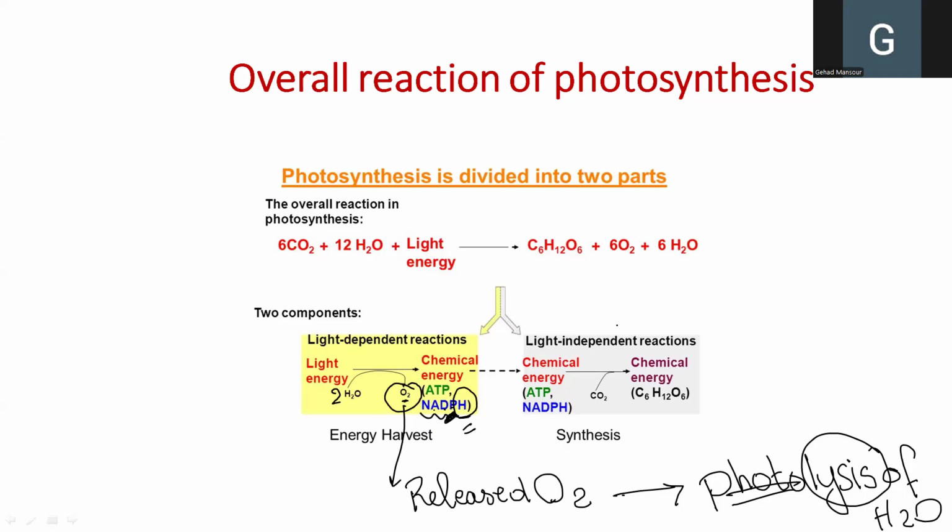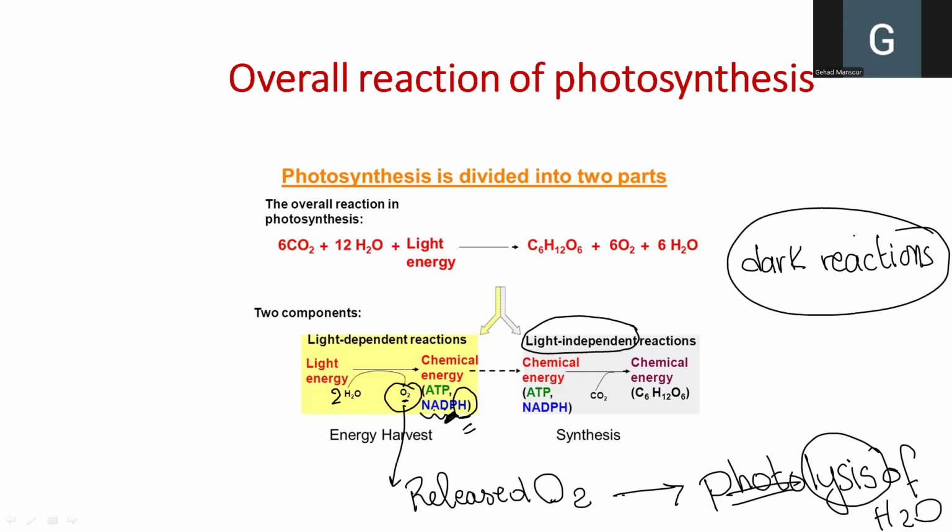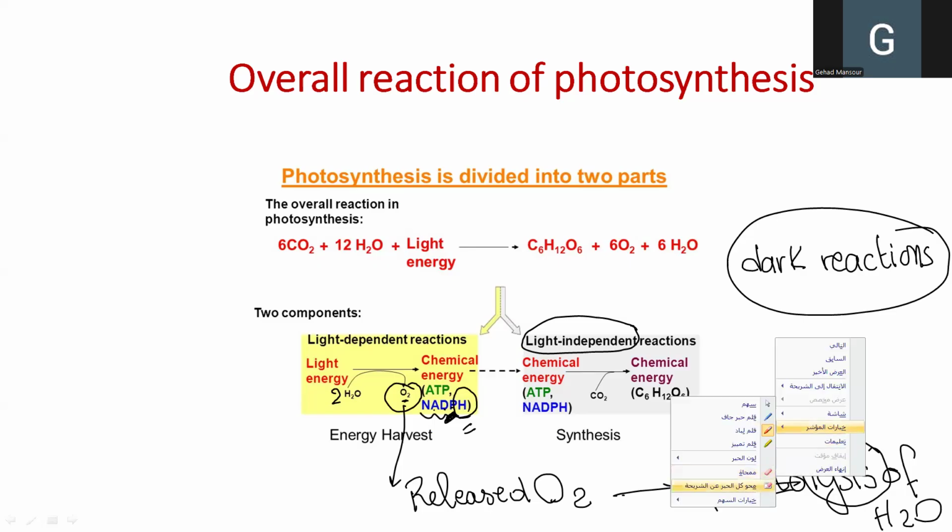And then we have the light-independent reactions, and this nomenclature is very confusing. In the past, we used to say dark reactions of photosynthesis, and scientists found out that this nomenclature is very confusing because it gives us the impression that this second stage of photosynthesis should occur in the dark. So they decided to call it light-independent reactions. But again, this nomenclature is not accurate.